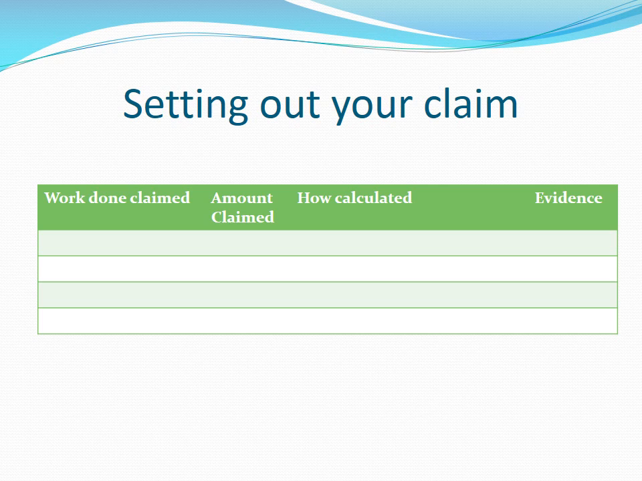The last component is noting the evidence you are relying upon to prove your calculation is correct. This may be a quote, a contract, timesheets, or such. We will now look at an actual claim.